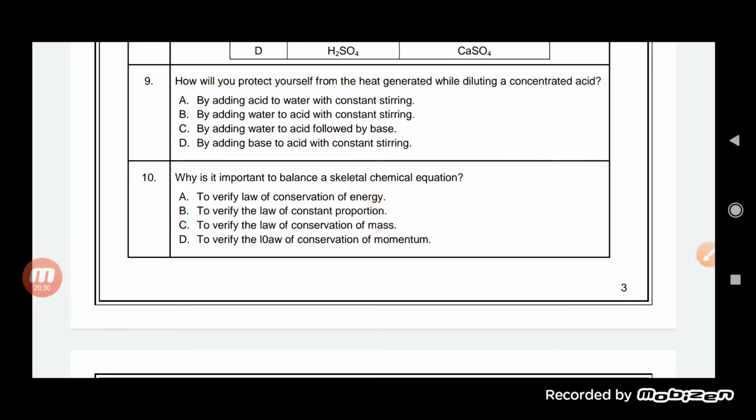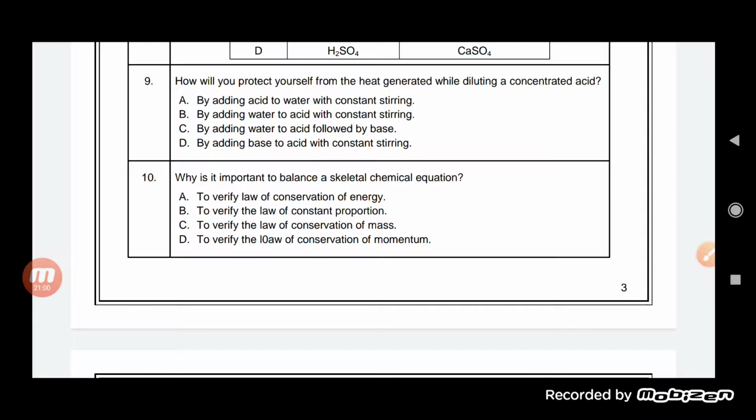So, what is the correct way by which we can convert a concentrated acid into a dilute one? Options are given here, students. By adding acid to water with a constant stirring. Yes, we must not add the water into the acid, because water, when it mixes with the acid, releases a lot of heat.